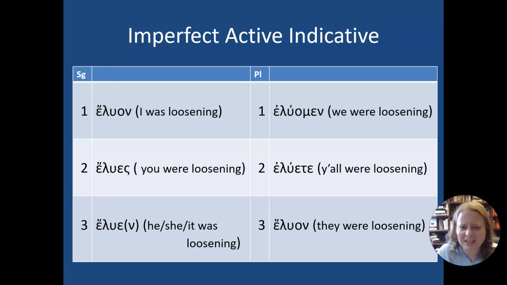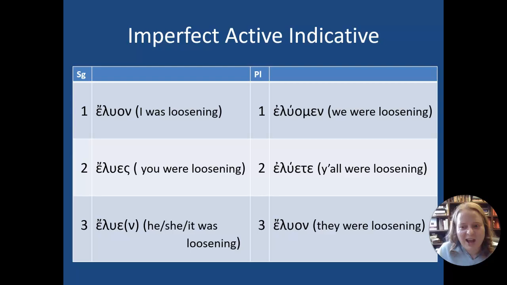Here might be how you translate it, because it's things that happen in the past but over a period of time, or that happen repeatedly. So like, I was loosening the bonds of everyone, or I was loosening everyone's chains. You were loosening everyone's chains. Jesus was loosening everyone's chains, something like that. So these are the sounds of the words again. Eluon, eluace, eluen, eluamen, eluete, eluon. I was loosening, you were loosening, he, she, it was loosening, we were loosening, y'all were loosening, they were loosening. This is the form of it.